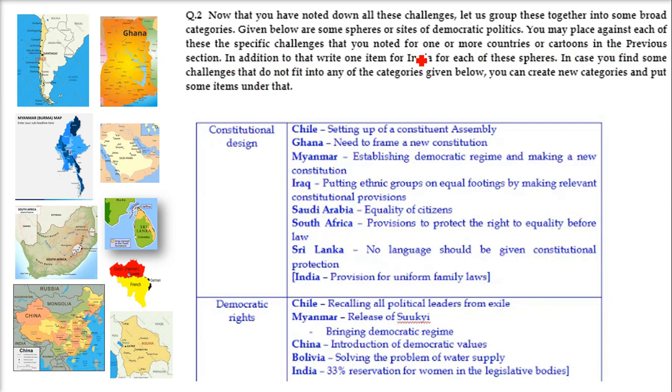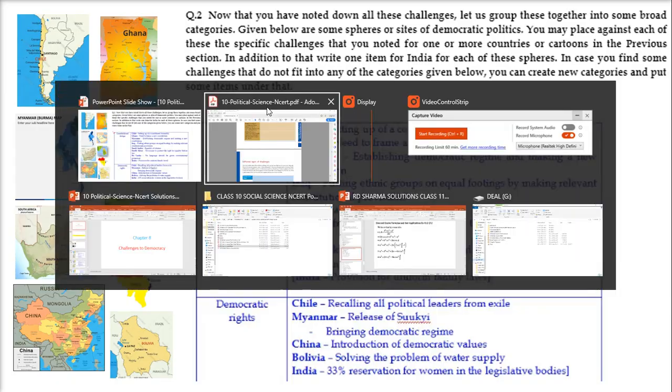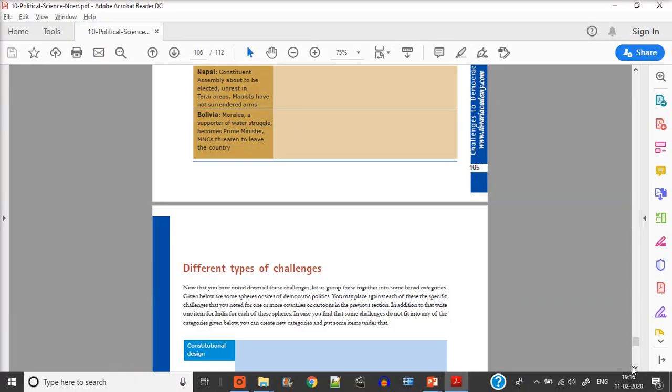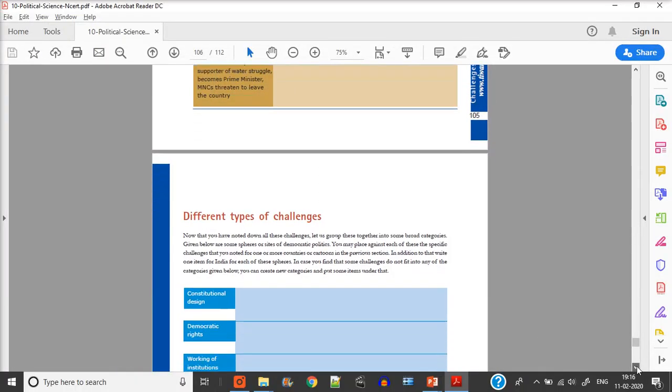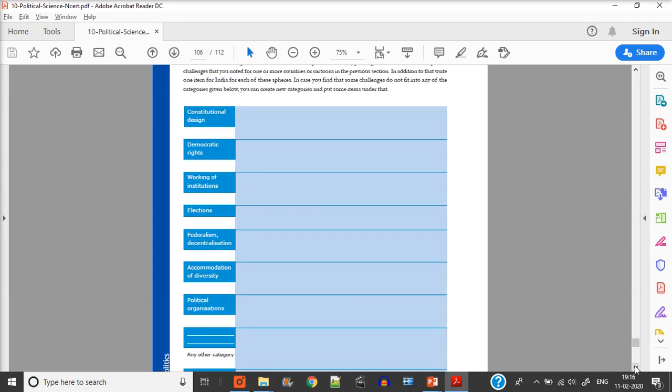In addition to that, write one item for India for each of these spheres. In case you find some challenges that do not fit into any of the categories given below, you can create new categories and put some items under that. So the first one is the constitutional design. This we are talking about. Okay, we are answering like this.